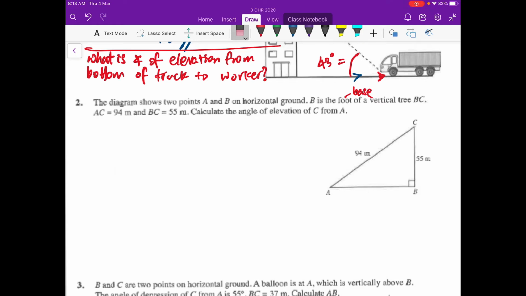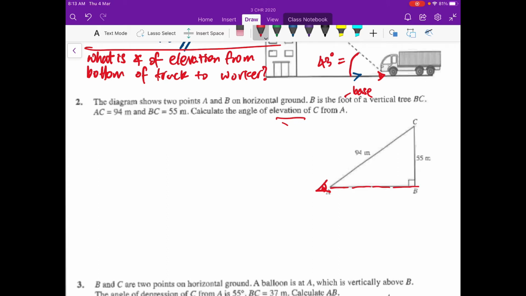Angle of elevation of C from A. Okay, English very important. Angle of elevation of C. We are trying to look at C. From where? From A. Can you draw an eyeball? Where's the eyeball? So you just draw an eyeball like this, just to know where we are looking from. And where's the horizontal? Remember we said always the horizontal, then we check the angle. So this is our horizontal.